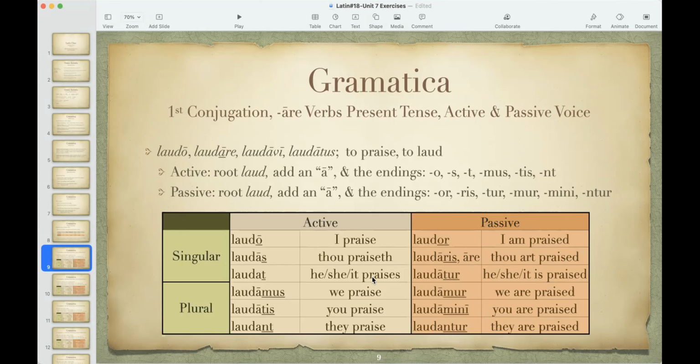Laudat, he, she, it praises. Laudatur, he, she, it is praised. Laudamus, we praise. Laudamur, we are praised. Laudatis, you praise. Laudamini, you are praised. Laudant, they praise. Laudantur, they are praised. So, any questions there?